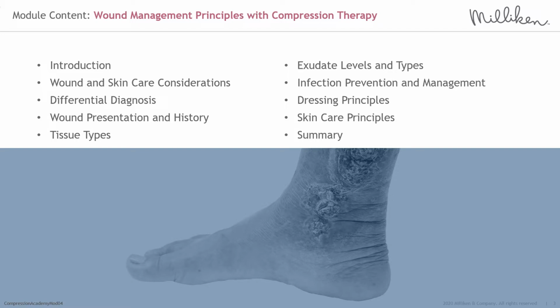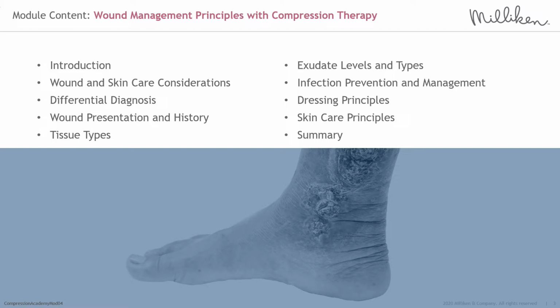Tissue types. We will look at the World Union of Wound Healing Societies definitions of tissue types and explore appropriate treatment regimes. Exudate levels and types. We will look at the World Union of Wound Healing Societies and Wounds UK published descriptors of wound exudate, volume indicators, and explore appropriate treatment regimes able to manage different scenarios.